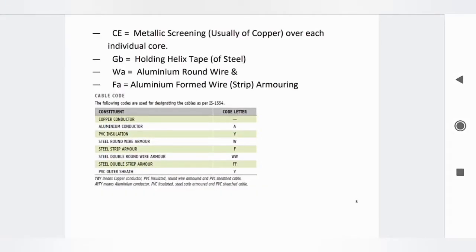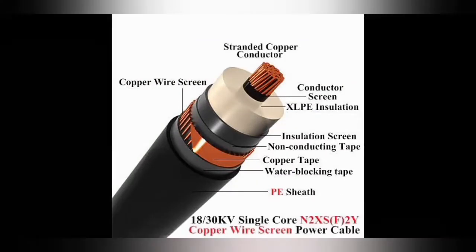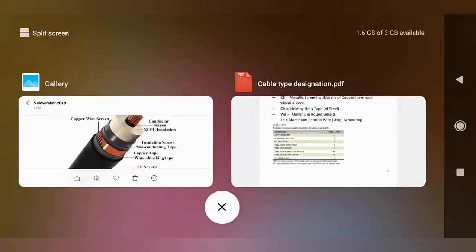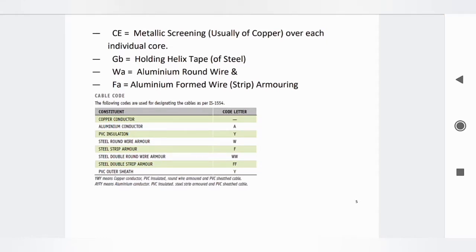After C there is a code CE, which means metallic screening, usually of copper, over each individual core. That means if there is a 3-core cable, there will be 3 copper screenings, 1 for each. Then the code is GB, which means holding helix tape. Generally it is made of steel. So how it looks is this. So here you can see water blocking tape. This is generally used in marine application where we want to prevent the ingress of water inside the cable. So that's why this is generally used.